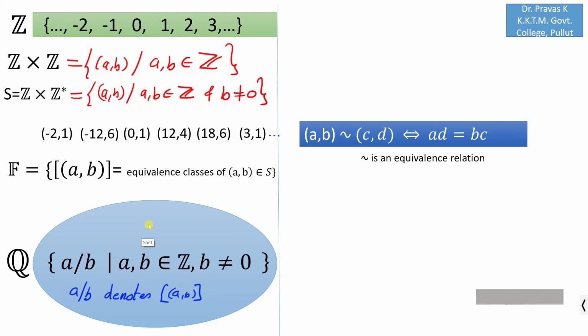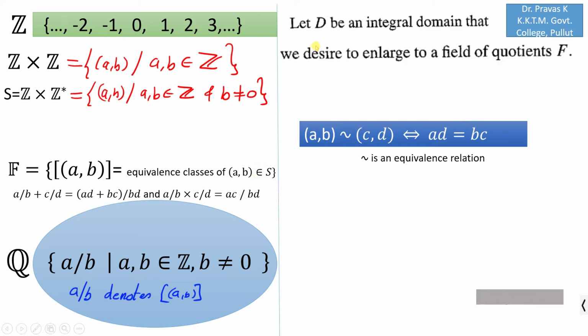So once we have an analogous definition of the addition and multiplication in F, we can see that this capital F and capital Q are isomorphic. Now keeping all these observations on one side, let us go to our main problem.